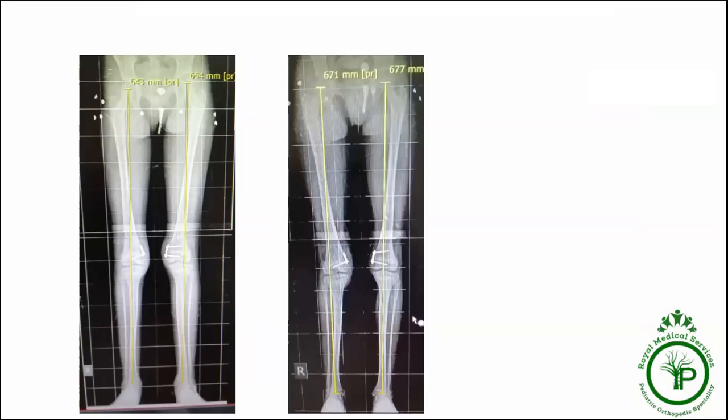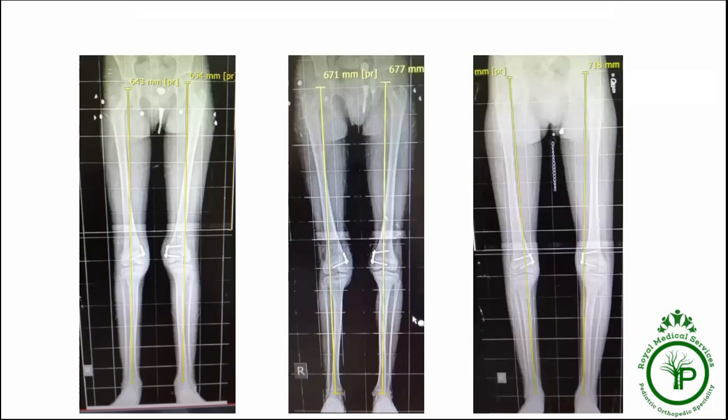genu valgum. And then we have corrected the left side, but there has been some rebound effect on the left side. So we went again and we placed the screw on the left side to allow the correction. So you have to keep on following your patients and understanding the principles to be successful in managing these patients.